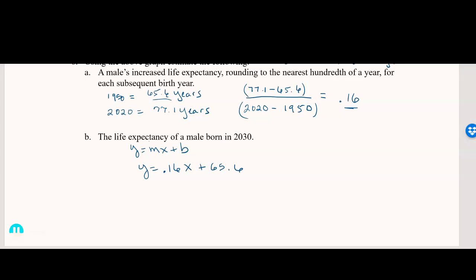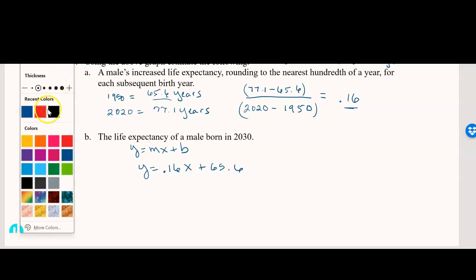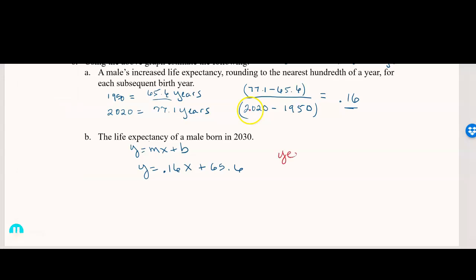Now, what is x? Well, in this case, we were told that we want to find the year 2030. Well, what we're going to do is find out how many years that is from 1950. So I'm going to take 2030 minus 1950, and that would be 80 years.